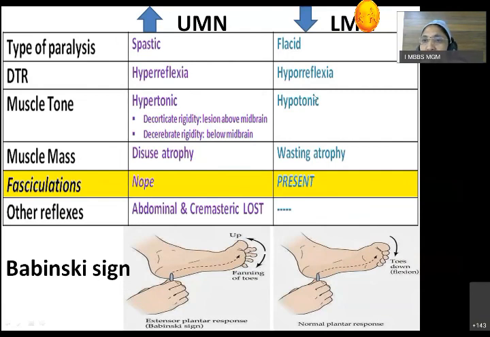Whereas in lower motor paralysis, there is no tone, so there is flaccid paralysis, hyporeflexia, and hypotonia, and wasting of the muscle is more. So that is the difference between upper and lower motor neuron lesions.